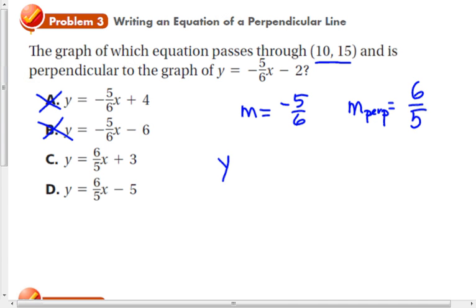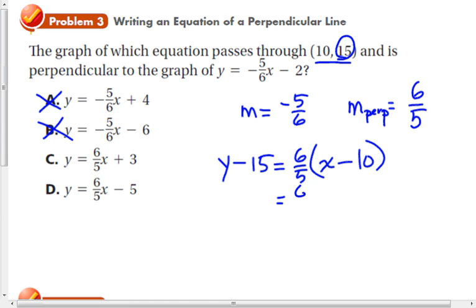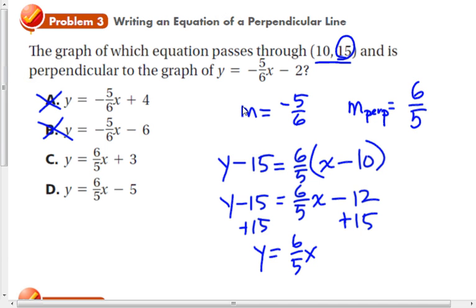So let's just write out the equation. y minus 15 is equal to 6/5 times x minus 10. And then we'll just put that into slope-intercept form by using the distributive property. 6/5 times 10 is 12. So we get this, and then we'll just add 15 to both sides. And we get y equals 6/5 x plus 3. So our choice is C. All right, you try that.